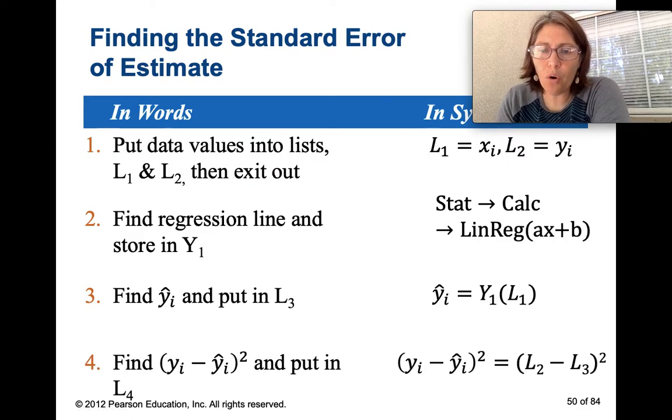Then in list 4, we're going to subtract them. So we're going to take our observed y minus our predicted y, and we're going to square them. Our observed y we put in list 2, our predicted y we put in list 3. So we're going to have the calculator subtract L2 and L3, and then square it. And that will be sitting in list 4.